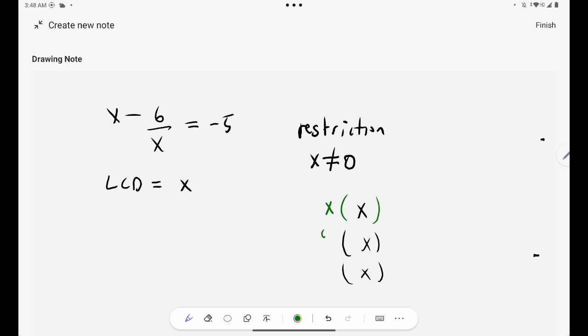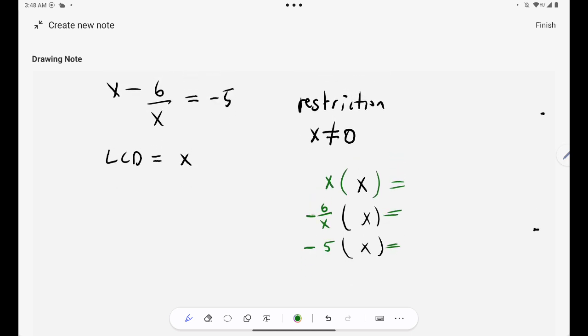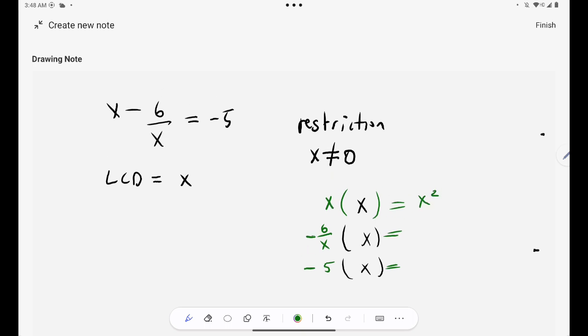I have 6 over x here, then I have 5, negative 6, negative 5. Whenever I have x times x, I'll get x squared. So here, that means after multiplying by the LCD, I'll have x squared. Are we together? And then let's go back.